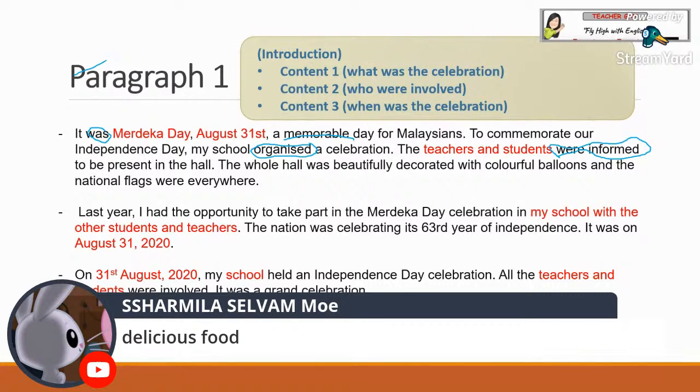Okay, were involved means terlibat. So remember, passive structure. Okay, so you see the word here, grand. Grand celebration means the celebration is grand. So this is a sensory word, grand. Grand means meriah or very great. Okay, can we continue? This is paragraph 1.